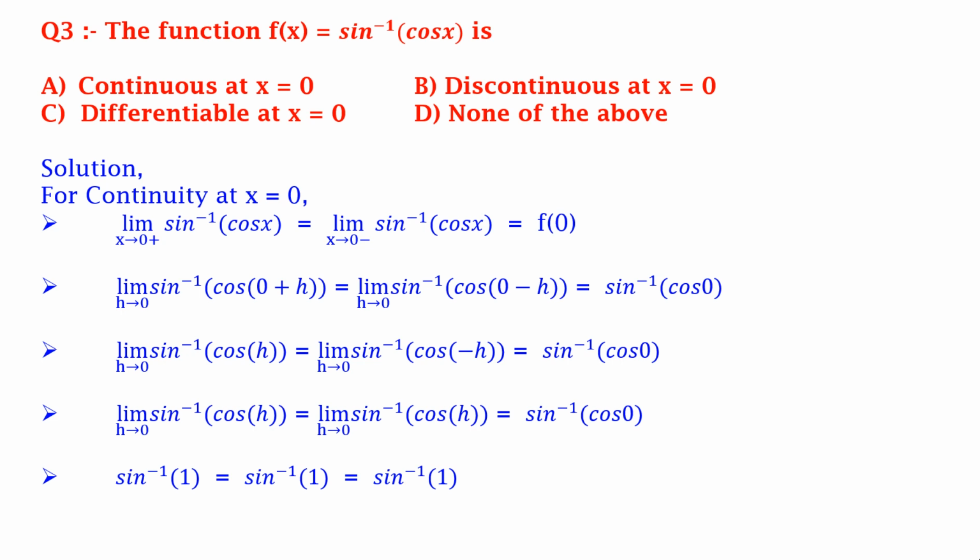All the values are equal. Therefore, f is continuous at x equals 0. So option A is true and B and D are false. Now we check for differentiability at x equals 0.